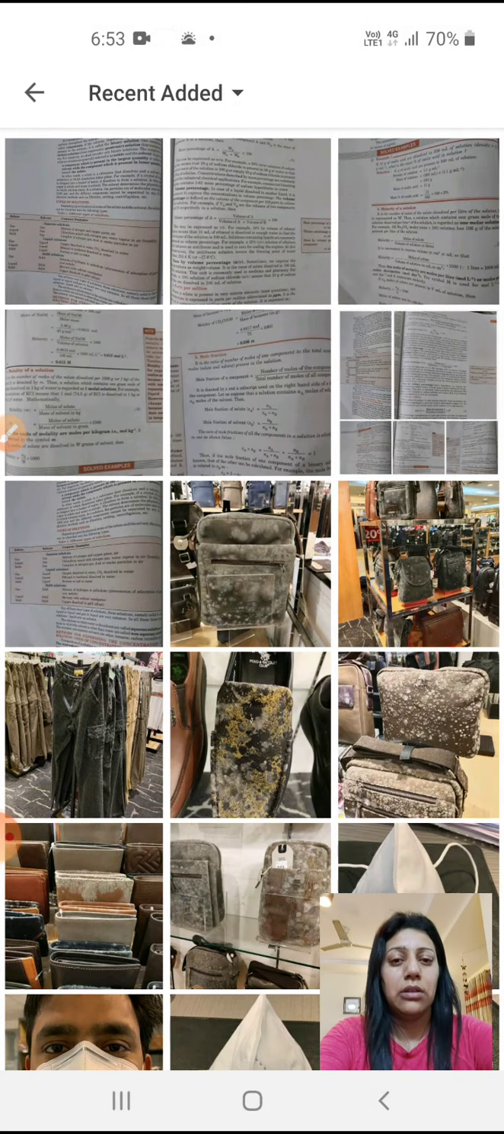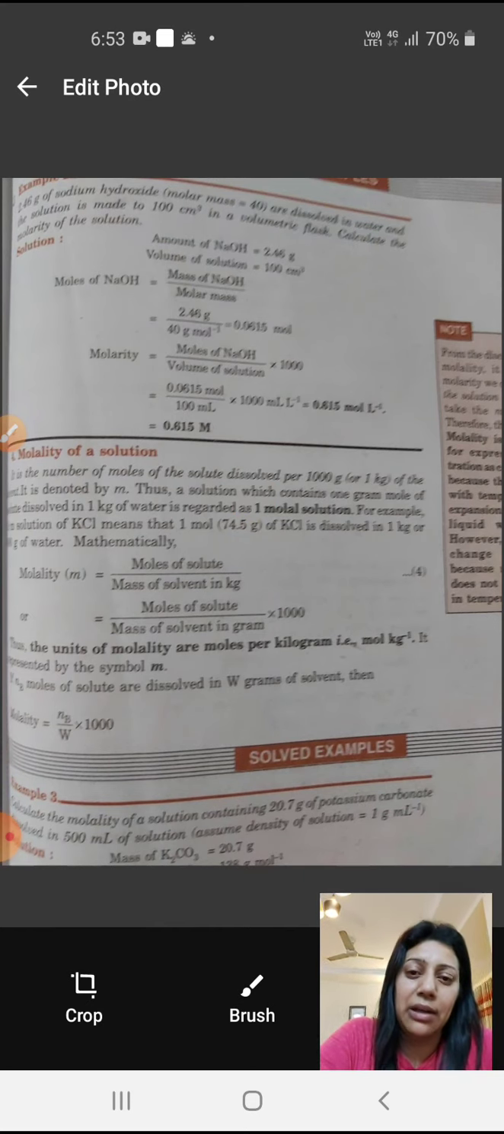Next is molality. Molality is denoted by small m, and molarity is denoted by capital M. That is the difference. Molality is the number of moles of the solute dissolved per 1000 gram of the solvent. Molality is equal to moles of solute upon mass of solvent in kg, and in gram, multiply by 1000: nB upon W, multiplied by 1000.